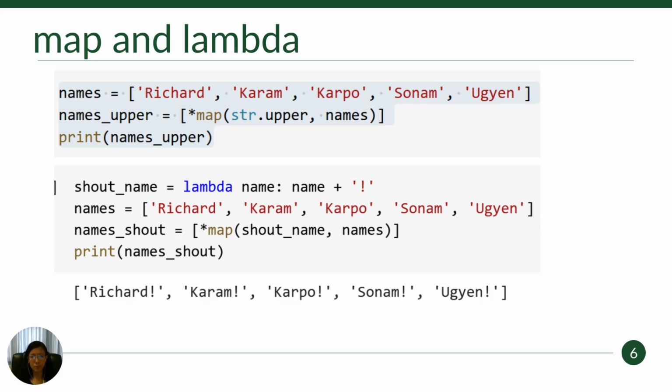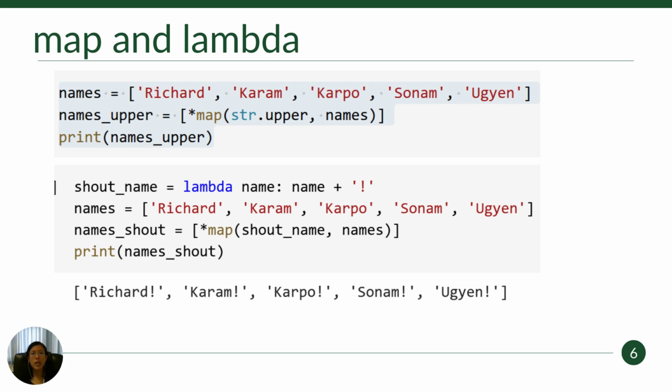For example, here we combine map and lambda. Remember, in our earlier lesson, we put all the names inside a given list to convert them to uppercase. In that case, we used map, where string upper is a default built-in function, and then we put our list inside. So here, instead of using string upper, what we want to achieve is to shout every name. So every name we want to follow with an exclamation mark.